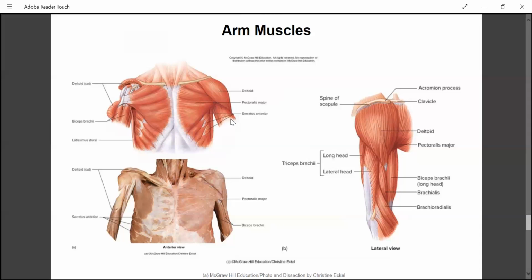Another big muscle in our prime mover for our push in the chest is our pectoralis major. So a big chest muscle here is the pectoralis major. That's another one that you should know.